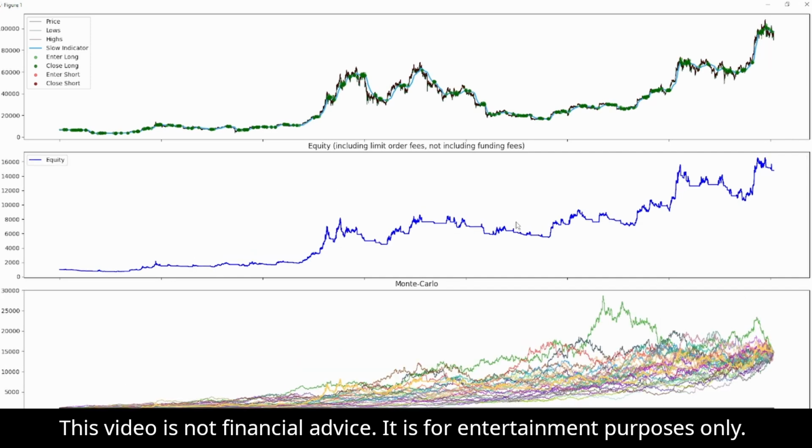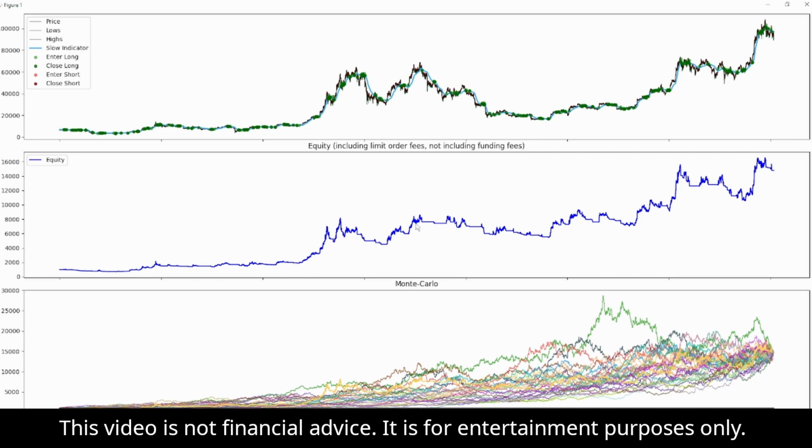Here I selected a length of 300 for the KAMA, the Kaufman Adaptive Moving Average. Still the same strategy again. We enter long when the close price is above the line and we exit the long when it's below. So yeah, you can see that the performance is very good.